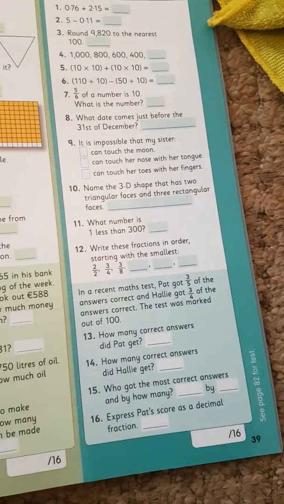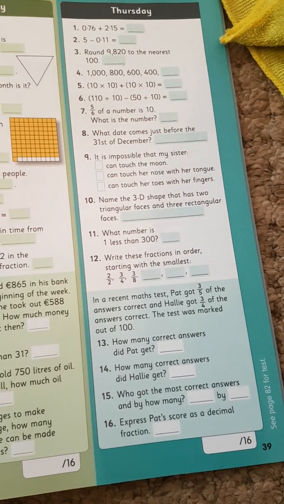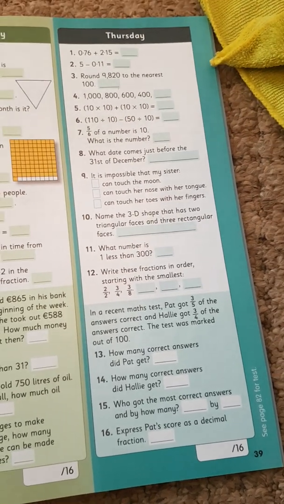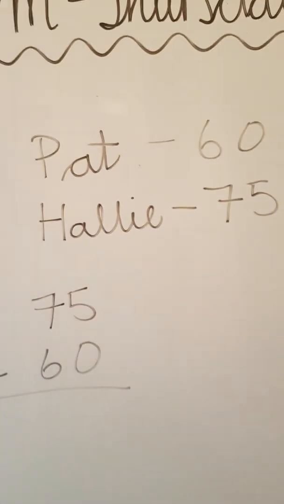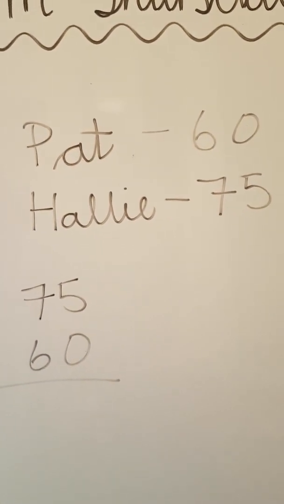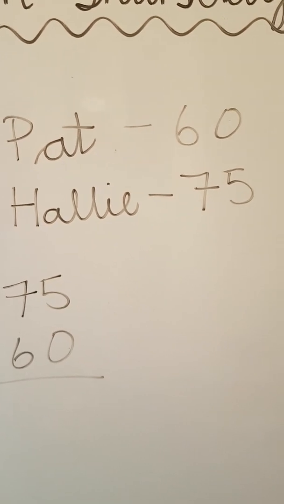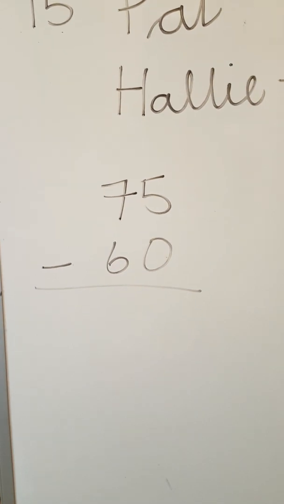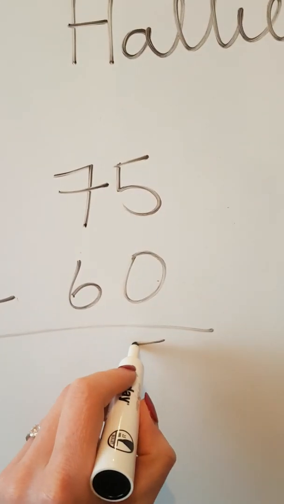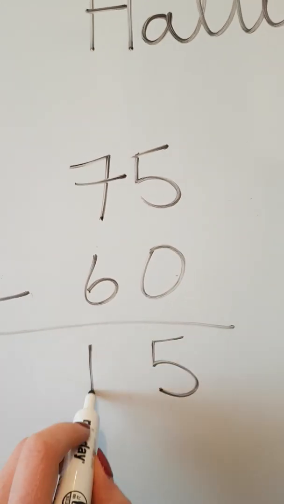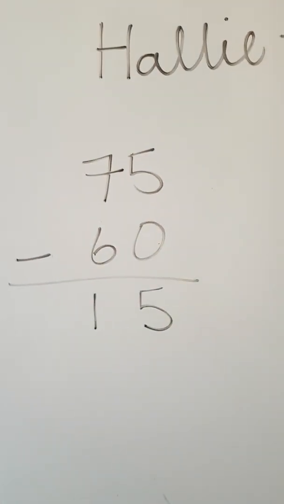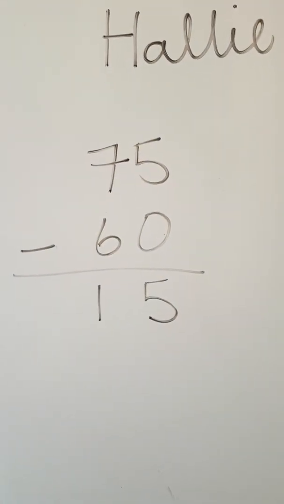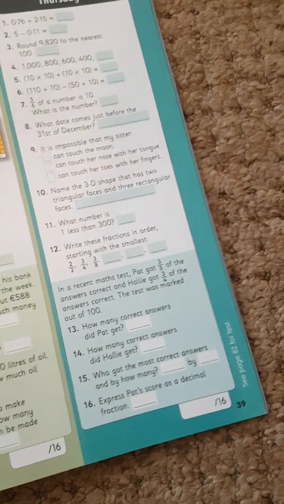So question 15, who got the most correct answers and by how many? So you'll need your answers for question 13 and 14 for this. So we know Pat got 60 right, Hallie got 75 right. So Hallie got the most answers correct, but by how many? So just take away 75 minus 60. So 5 take away 0 is 5, and 7 take away 6 is 1. So she got 15 more correct.